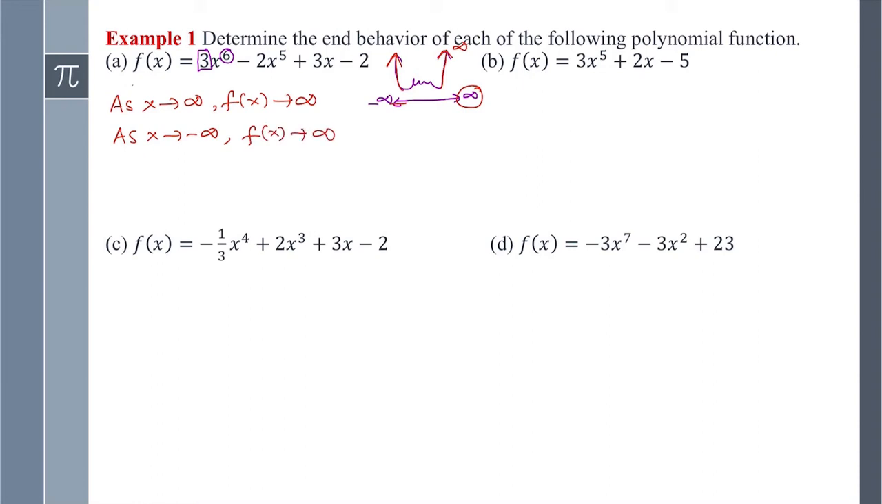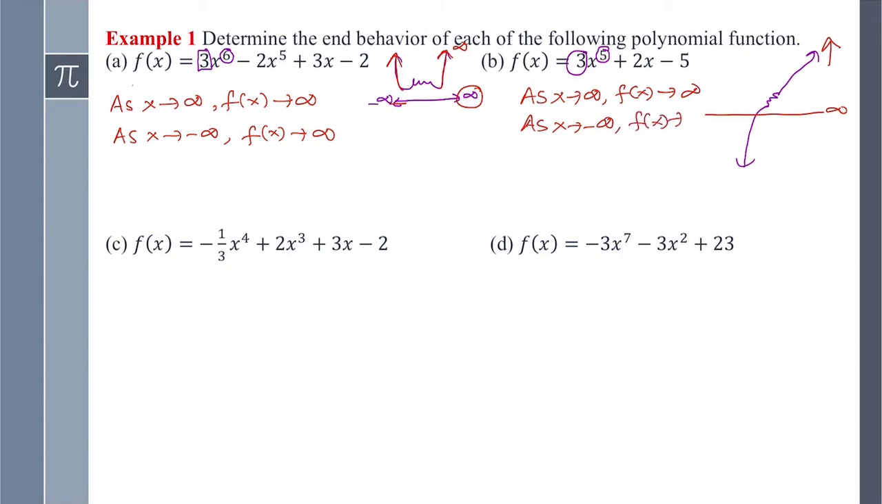Similarly here, we have the odd degree and the positive coefficient. That means the graph looks like this. So as x approaches infinity, f of x approaches infinity. It goes to infinity, okay? As x approaches negative infinity, f of x approaches negative infinity. So when x goes to negative infinity, the function also goes to negative infinity.